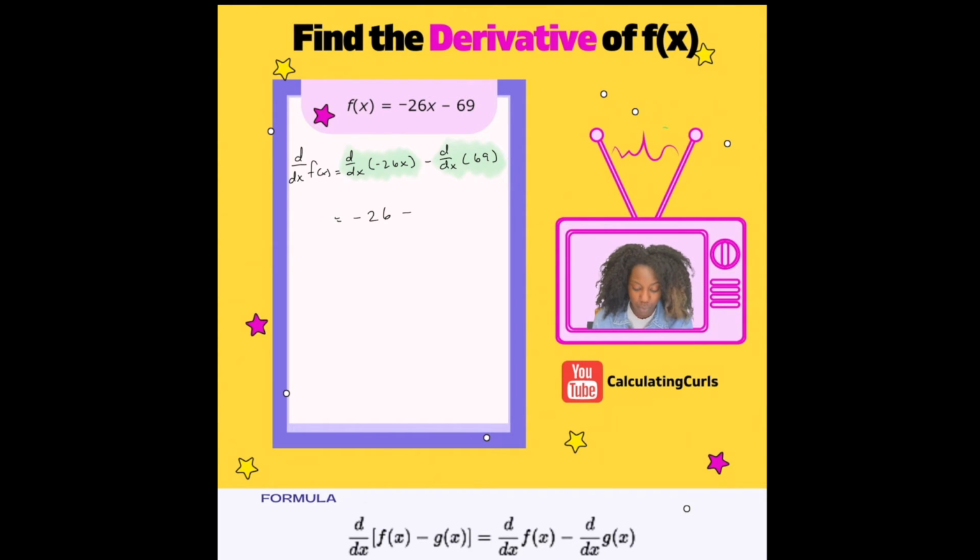So as you see here, we are trying to find the derivative with respect to x of a constant. Is there any rate of change in a constant? Think about a constant line. Is there any change that can happen? No. And actually, there's no x here anyway. So the derivative of a constant, if you don't know, now you know, is always 0. Always. And negative 26 minus 0 is just negative 26. So the derivative of our function f of x is equal to negative 26.